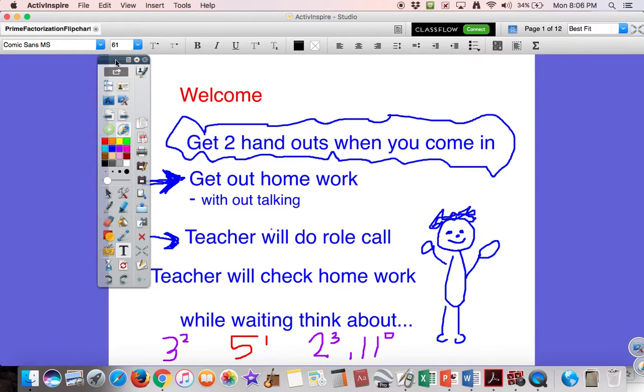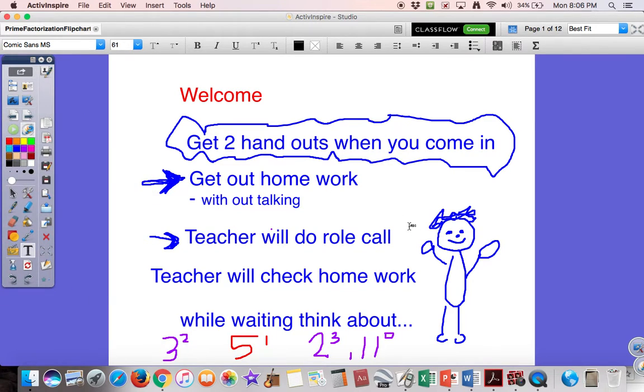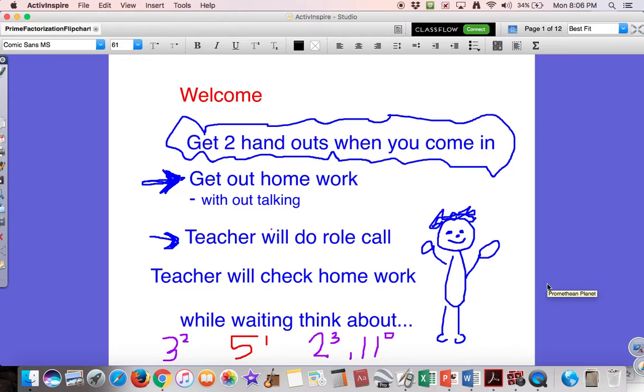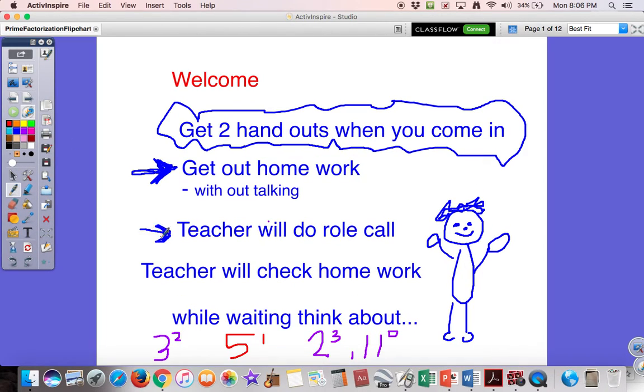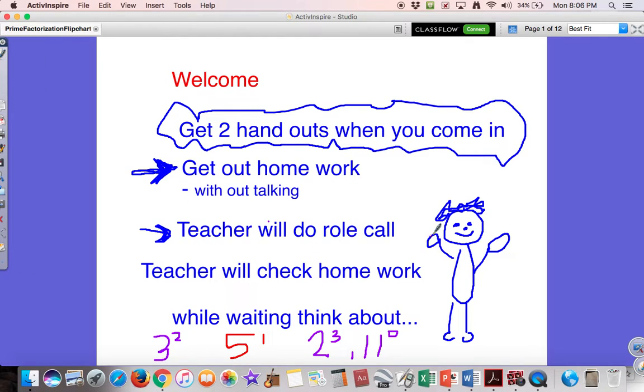Okay, when you come in, get the two handouts. If you didn't get them, just raise your hand and our guest teacher will bring them to you. While you're waiting, get your homework out, and the teacher is going to do a roll call. She's going to call everyone's name to make sure we know who's here. After that, she or he is going to come around and check your homework.